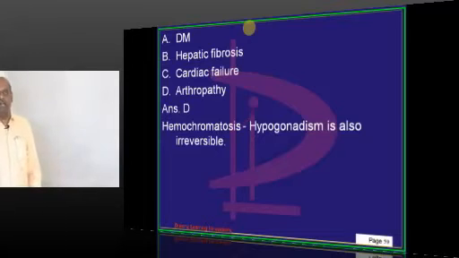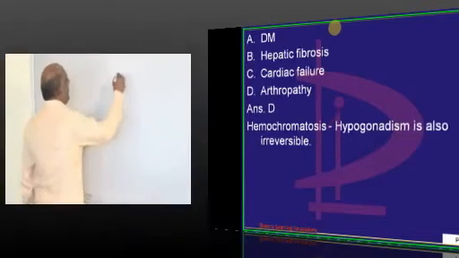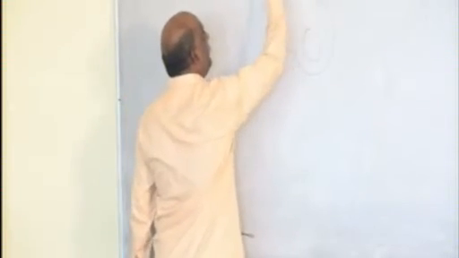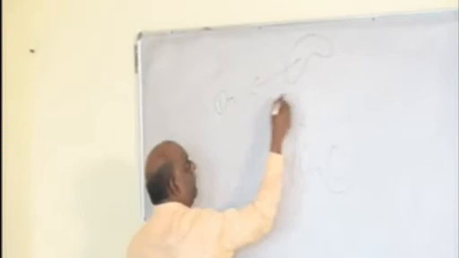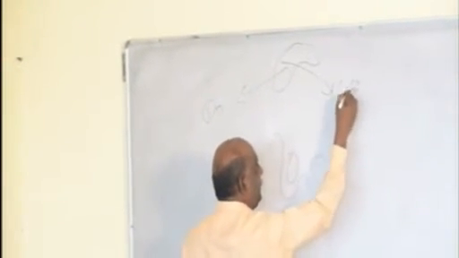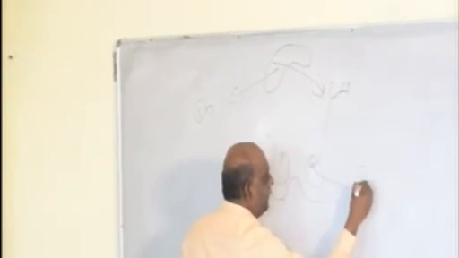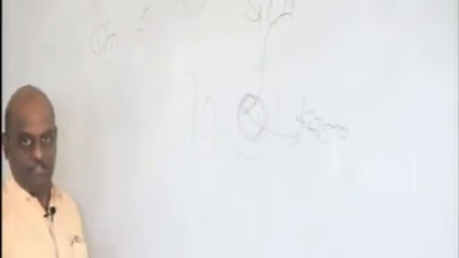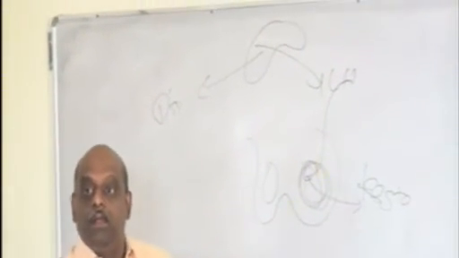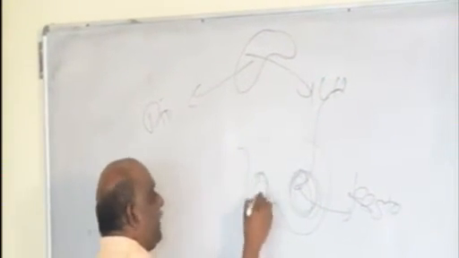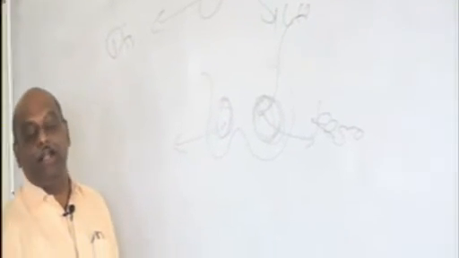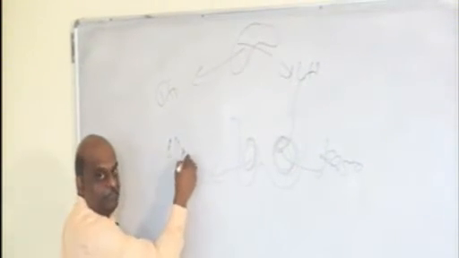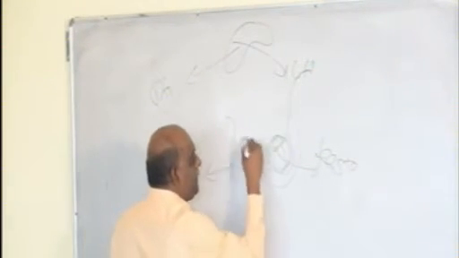Can you give me the board please? See doctor, testis. Here we have the pituitary. Pituitary produces LH. LH is responsible for the testosterone production by the testis. If something happens to the testis, can you give me one chromosomal condition where testicular hyalinization is seen? Klinefelter syndrome.